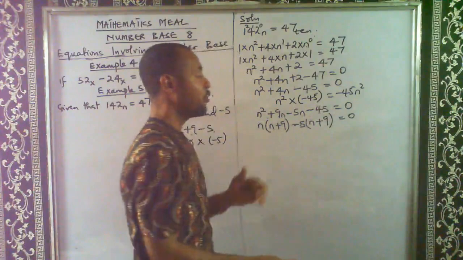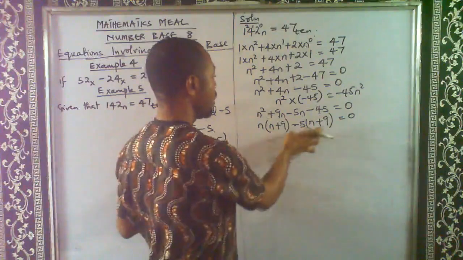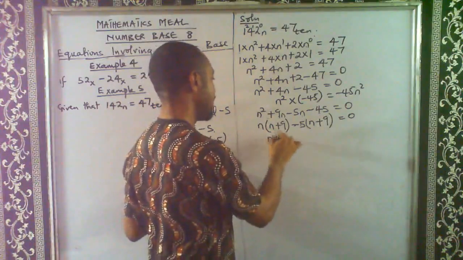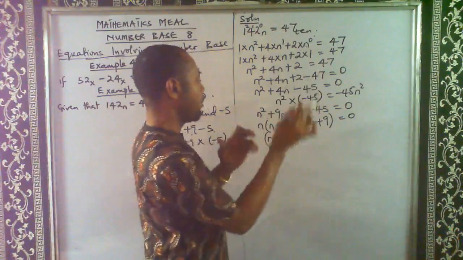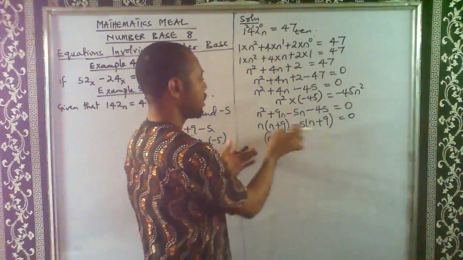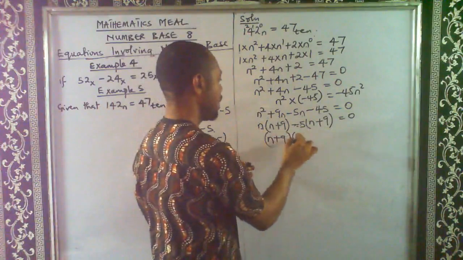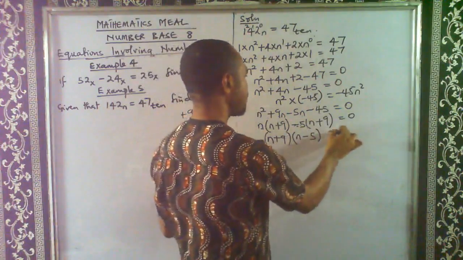We know that when you factorize by grouping at this stage, the two terms in the brackets must be the same. So let's factor that. We have n plus 9. When I factor n plus 9, I remove n plus 9. This n plus 9, I will be left with n minus 5. So I have n plus 9 times n minus 5 equals 0.